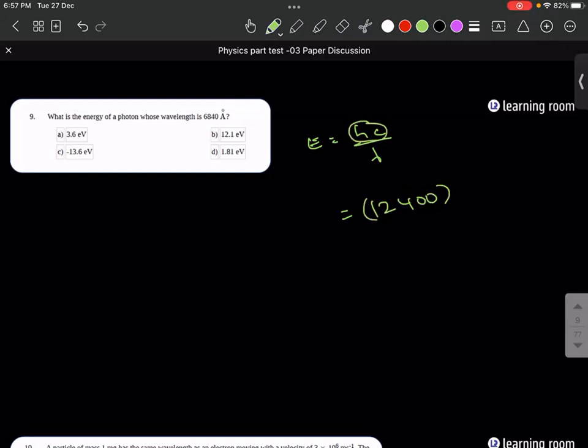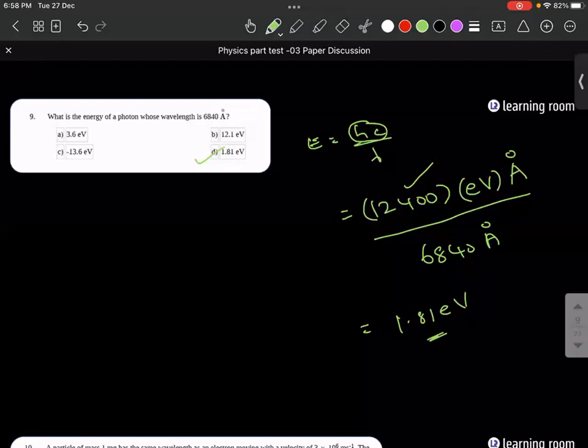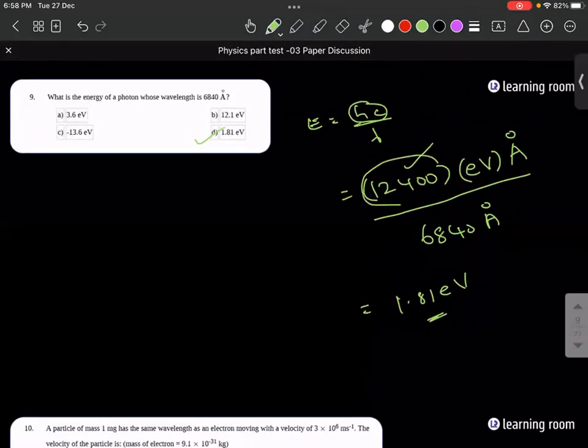h into c in terms of electron volt and angstrom is equal to 12,400 electron volt into angstrom, divided by lambda, which is 6840 angstrom. Please make a note of this point. So the answer should be less than 2. It is possible, it is 1.81 electron volt. Guys, are you with me? Did you make a note of this number, 12,400 electron volt into angstrom?